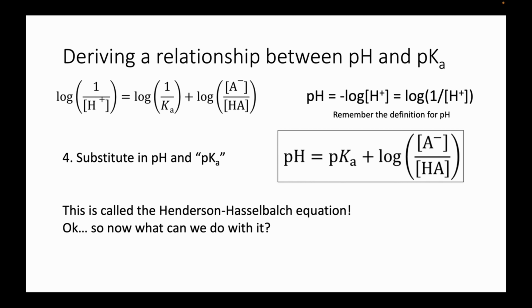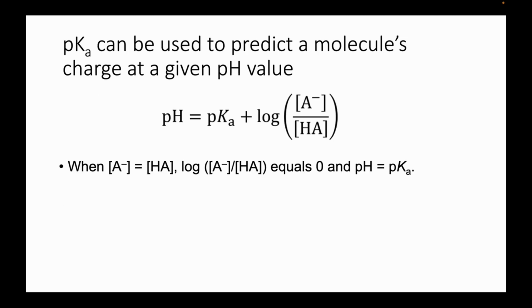I said this was going to be useful, so what do we do with it? We can use this relationship to predict a molecule's charge at a given pH value, which sounds super useful in predicting how biomolecules, such as amino acids, are going to be charged or uncharged at a given pH, which tells us what they're going to want to interact with. So how do we do that?